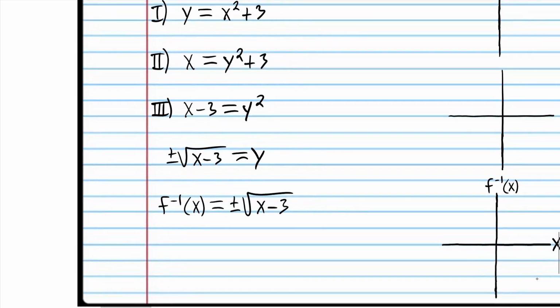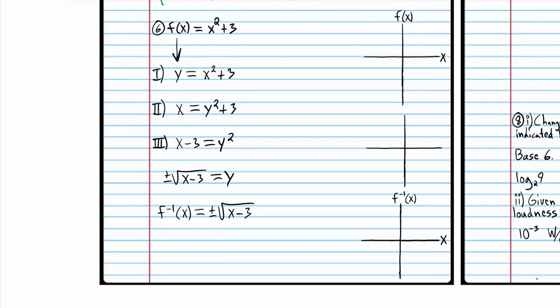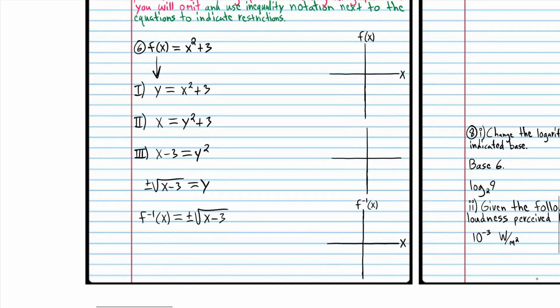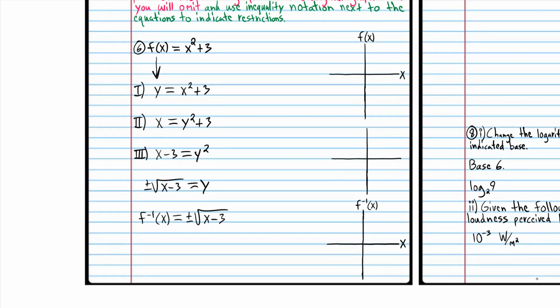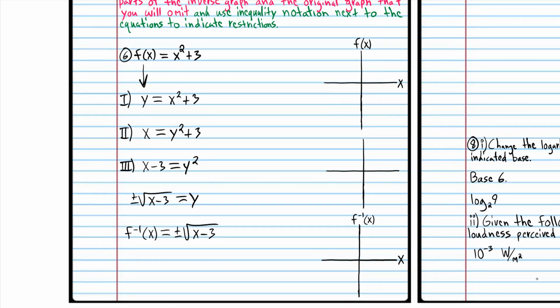But we have a problem here. You see this plus or minus? That's going to be a problem, because you can't call something a function if it doesn't pass the vertical line test, or if it has 2 different outputs for one given input. So in order to understand what's going on here, we're going to graph.